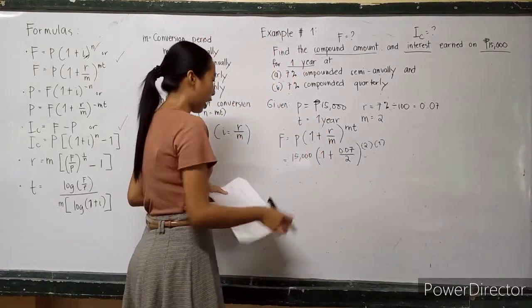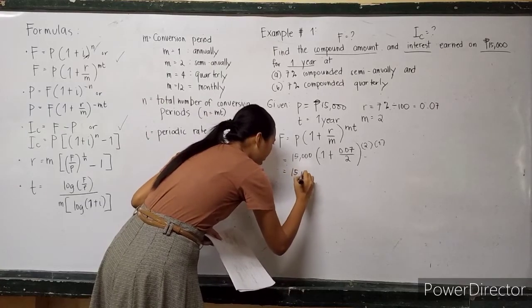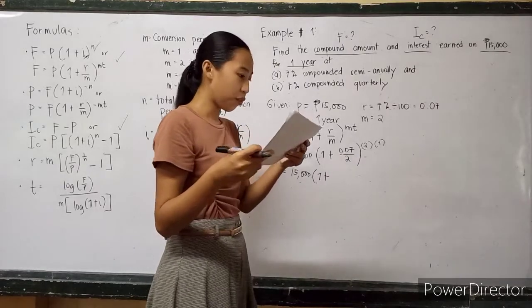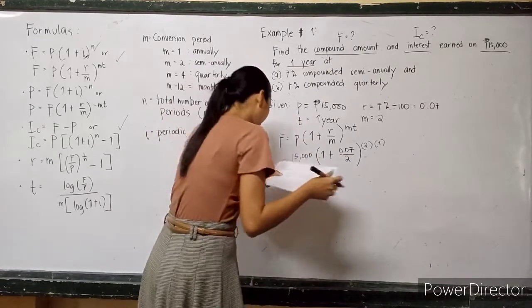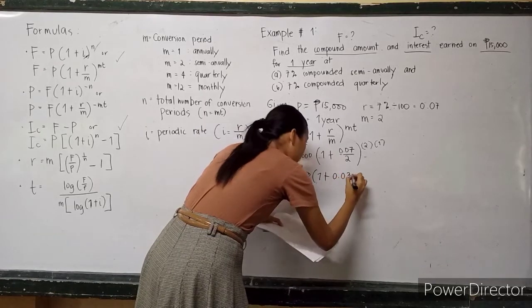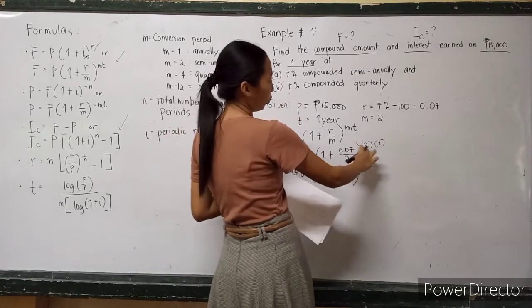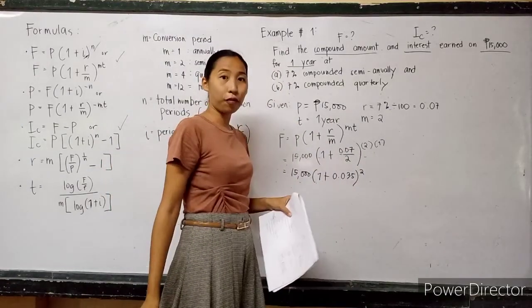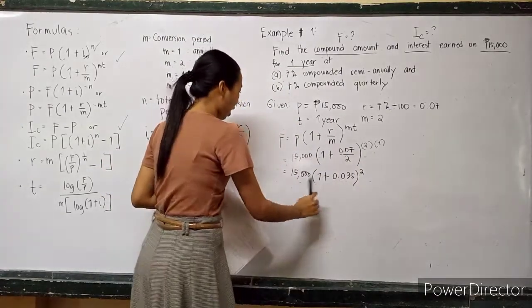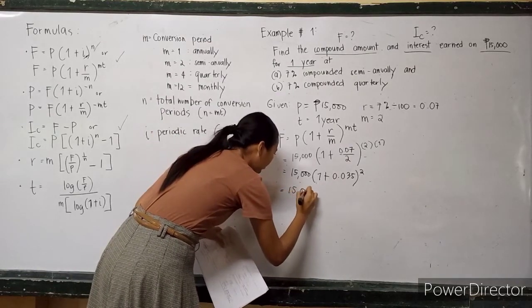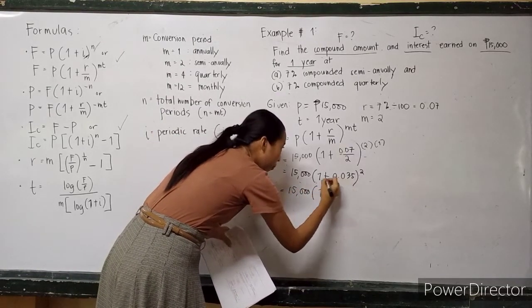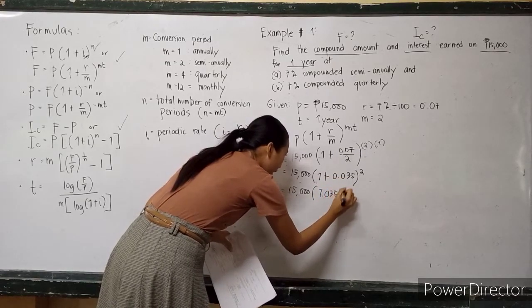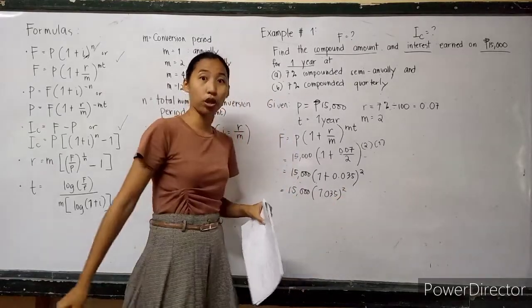Okay, let's go straight. So, we have 15,000 pesos times 1 plus 0.07 divided by 2. If we use our calculator, that is 0.035, raised to the power of 2 times 1, that is 2. Next, we start with our parentheses first. Let's process this first. So, 15,000 times 1, add it to 0.035, that is 1.035. Then, raised to the power of 2, or square.